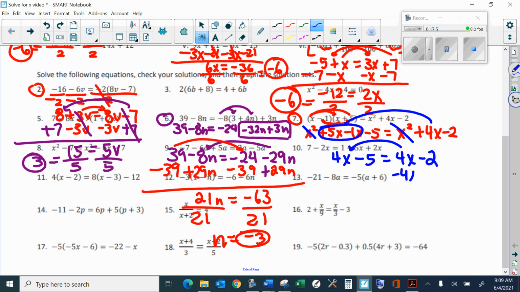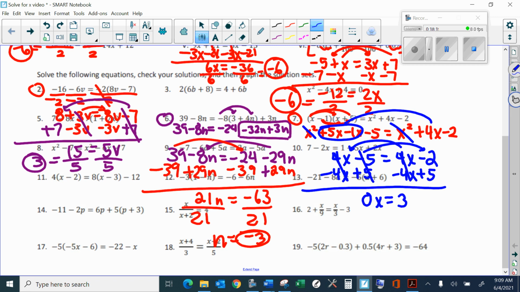Subtract the 4x across, which means the constant's going over there, plus 5, plus 5. I don't want you to write 0. I want you to write 0x. And 5 minus 2 is 3. Remember, you don't say negative 2 plus 5. You say 5 minus 2. You say the positive one first.